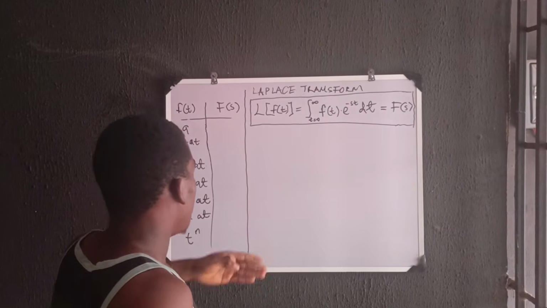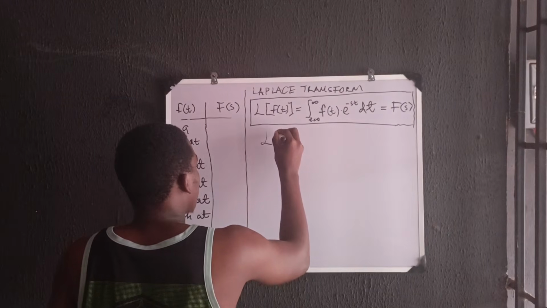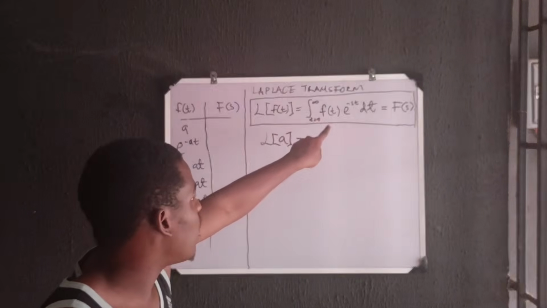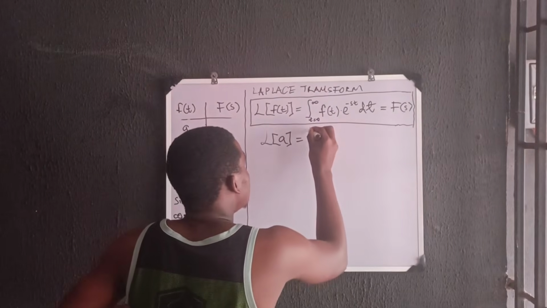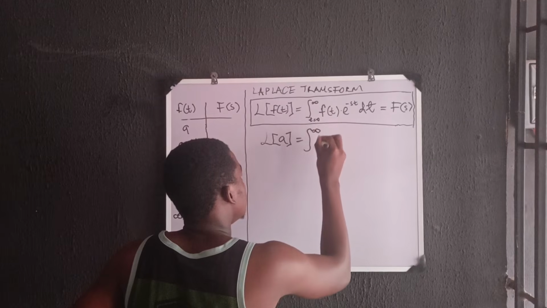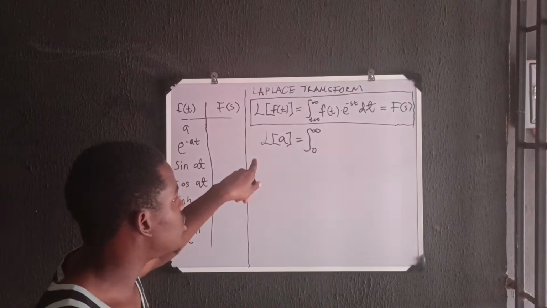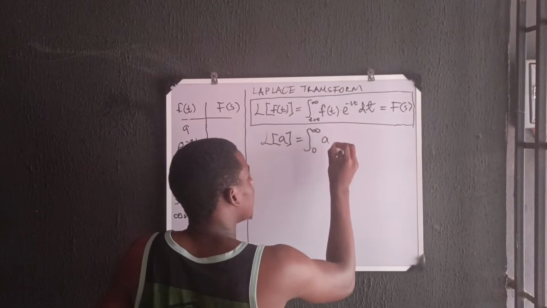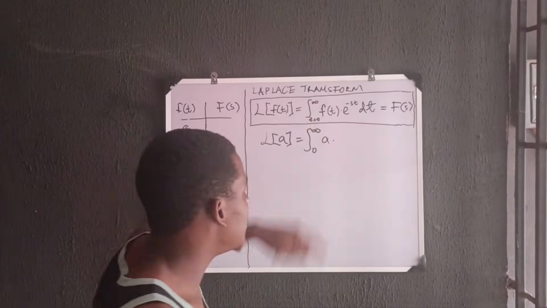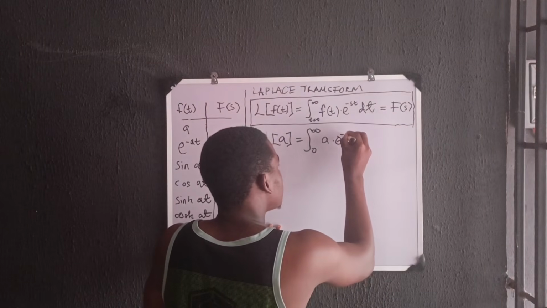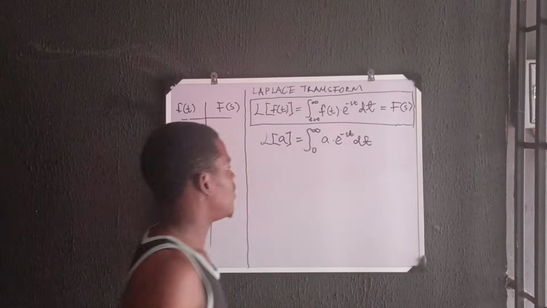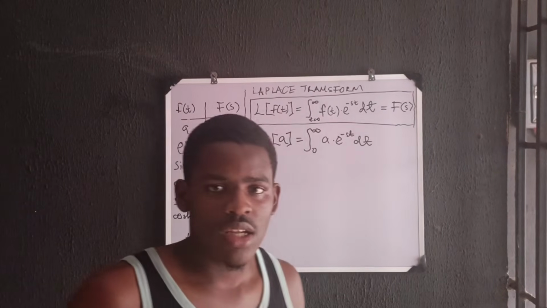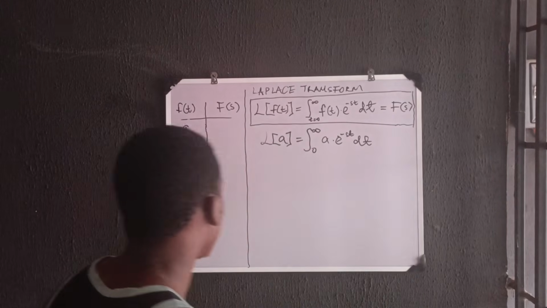What is the Laplace transform of A? According to the formula, we take the integral from 0 to infinity of our f of t, which is A, times e to the negative st dt. That is it. Now all you have to do is to know how to integrate this.